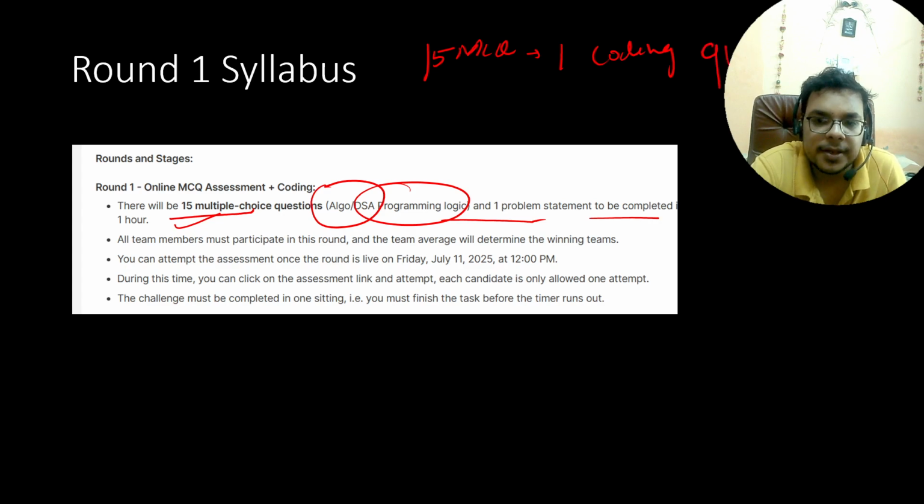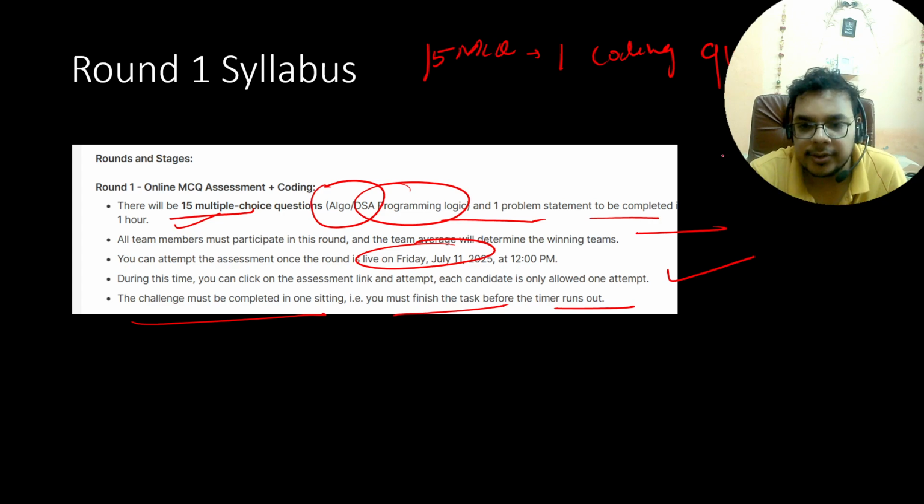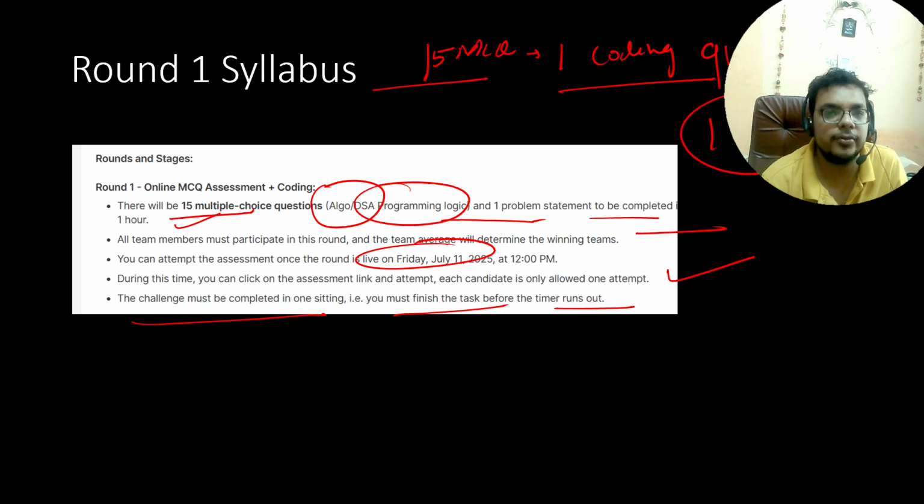Now, coming to the next part, all team members must participate in this round and the team average will determine the winning teams. You can attempt the assessment once the round is live on 11th of July. During this time, you can click on the assessment link. Each candidate is only allowed one attempt. The challenge must be completed in one sitting. You must finish the task before the timer runs out. So the duration will be 1 hour. In this 1 hour only, you need to complete the whole assessment comprised of 15 MCQ and one coding question.